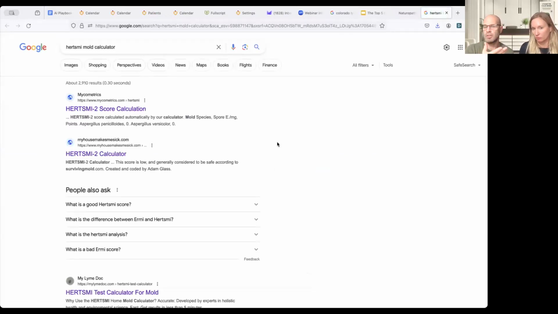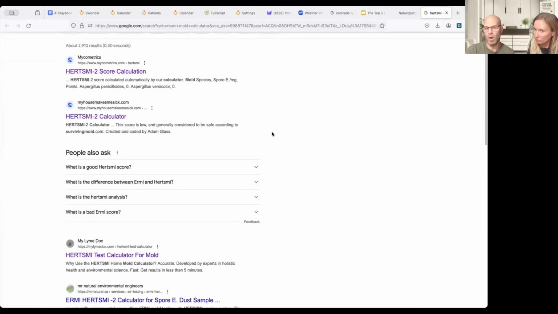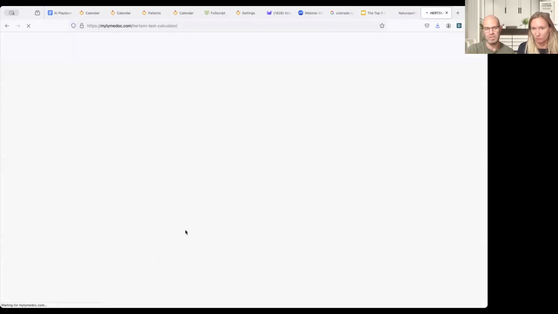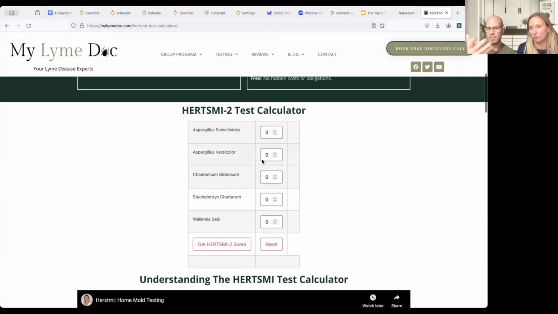So I built Dr. Diane a calculator, and we just published it a month or two ago, and she's already ranking on page 3 for Google. It's a mold calculator, which I built. You can punch in a number, and it's software that I built. People love software and quizzes.